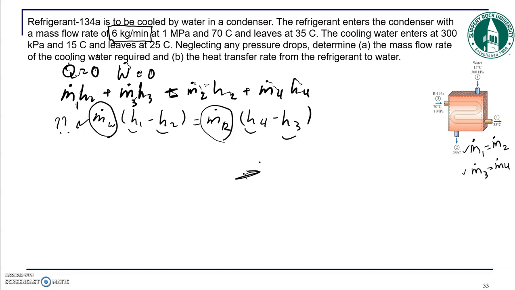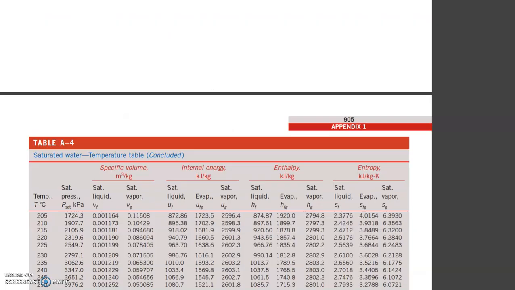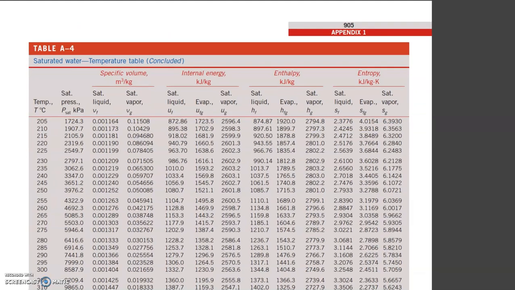For example, we can find one of these numbers. So we have water coming in at 15 degrees Celsius and 300 kilopascal. It's a compressed liquid at that state, and you have to go to the compressed liquid system and find the enthalpies. So this is, for example, table A4.